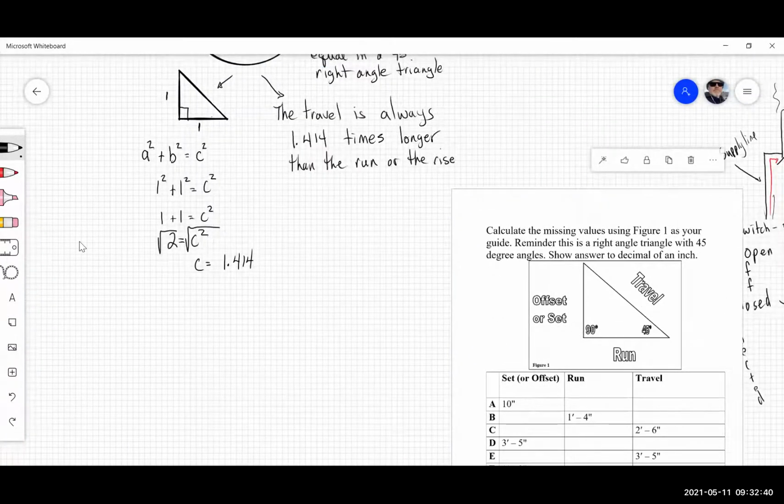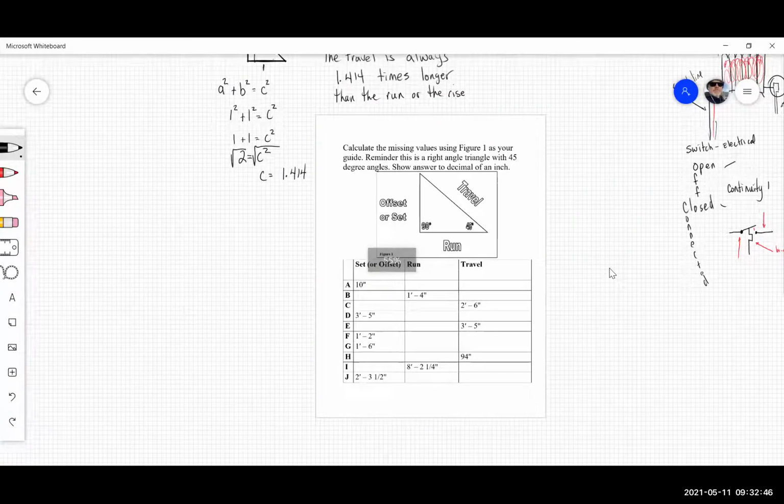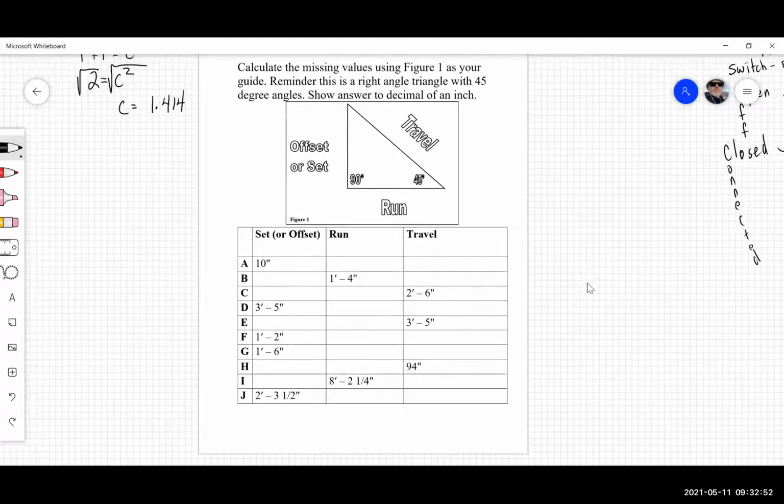So using that information we just got, we're going to do a couple of these questions. We could just use a decimal of an inch. That is quite fine by me. So if my set or offset is 10 inches, then what is my run? Just shout it out. 10. The rise or the offset and the run are always the same. These two are always equal.